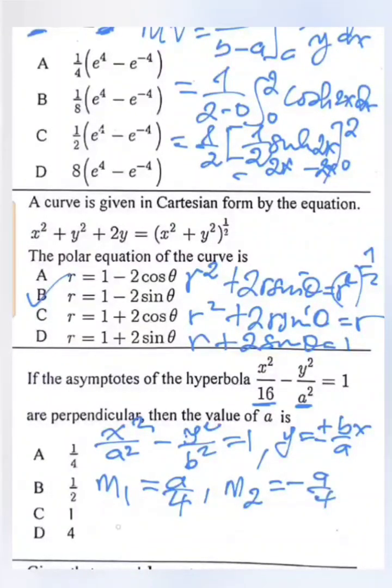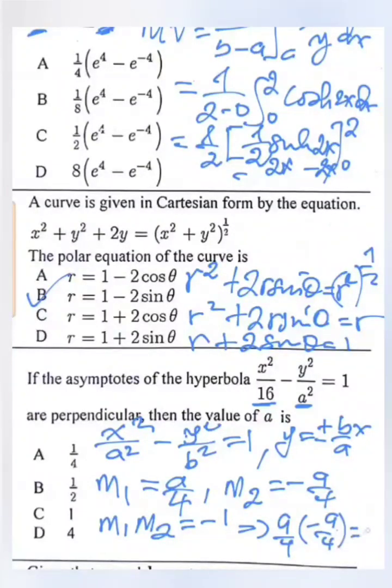While m2 now is the negative of that, which is negative a over 4. Now for two lines to be perpendicular, the product of their gradients must be equal to negative 1. It follows that a over 4 into negative a over 4 should be equal to negative 1, so that a squared will be equal to 16, and then a equals 4, corresponding to option D.